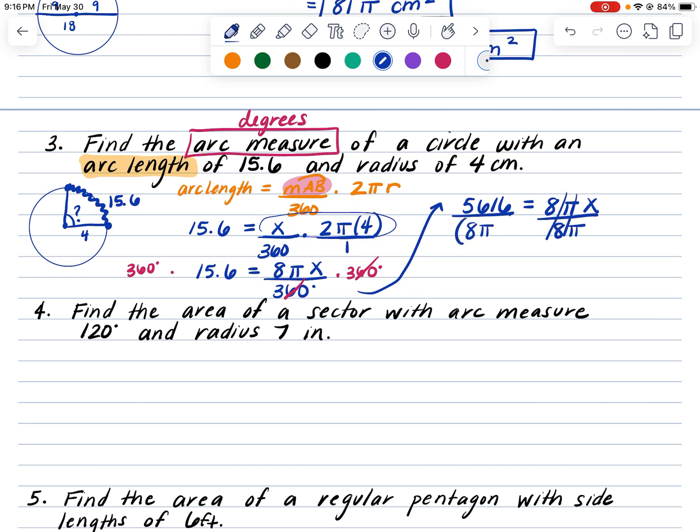And this was a mistake a few of us made. You need to group the denominator. So if I'm putting this in my calculator, I'm dividing it by the quantity of, in parentheses, 8 pi. And I get that the angle is 223.5 degrees. Okay, so my picture's not accurate, but I'm finding that angle measure. And again, the key is reading that it's talking about the arc length, so that's how I knew what equation to use.